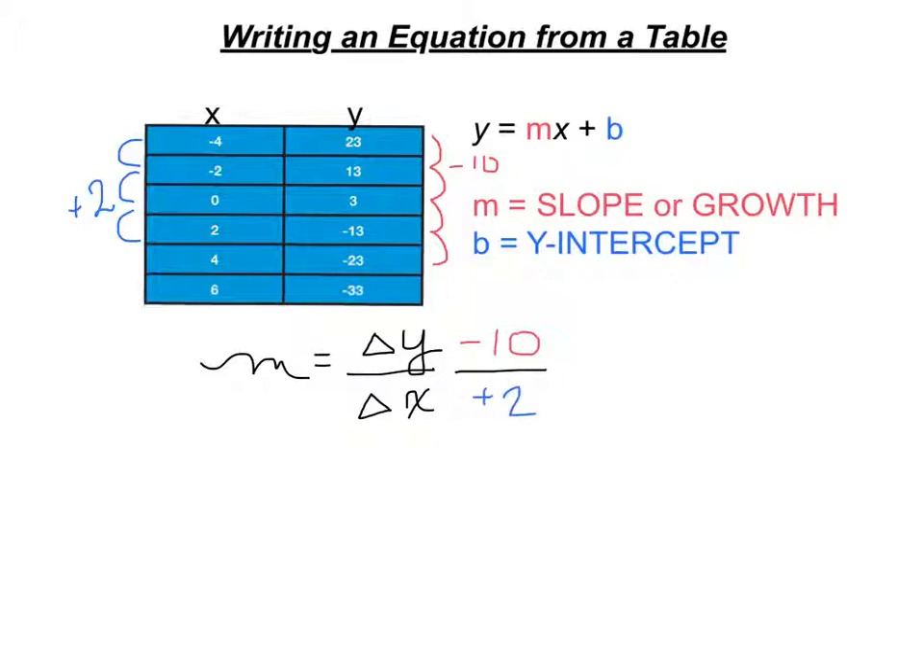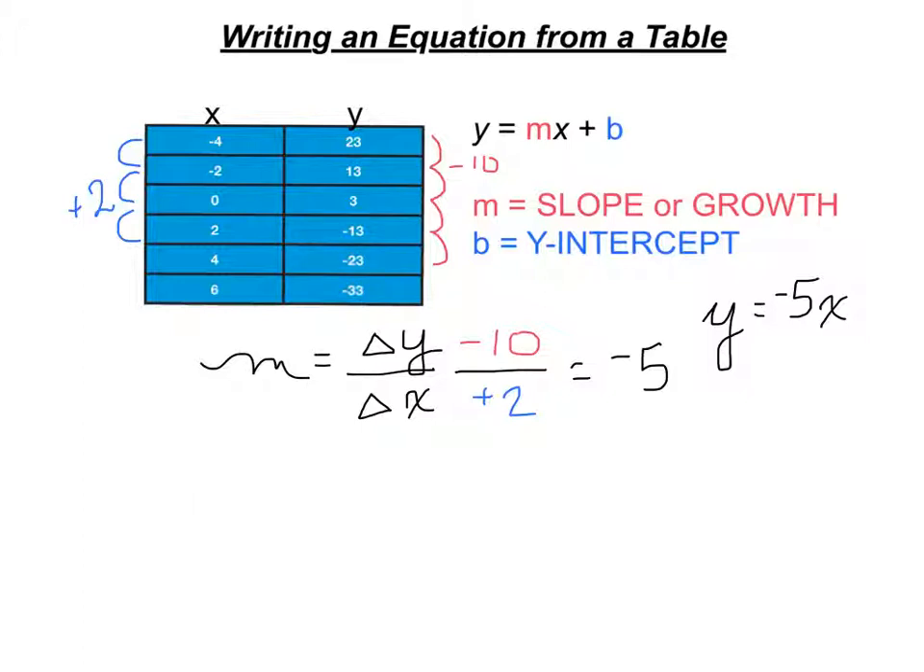Now, this ratio can be divided to show that your slope is equal to negative 10 divided by positive 2. That gives you a negative 5. So we have found the slope of the line. In this case, we have found the growth of the table. The table is growing by negative 5. So when we get our equation set up, we have y is equal to negative 5x.